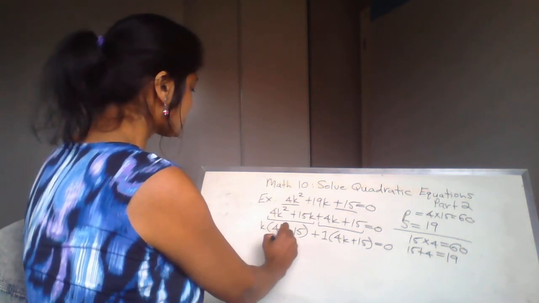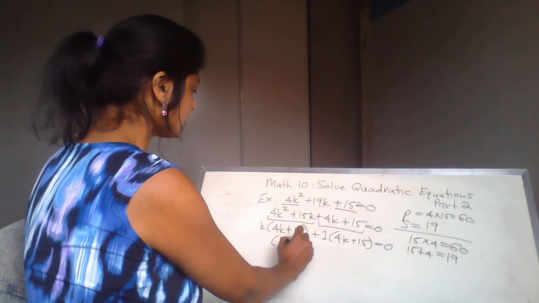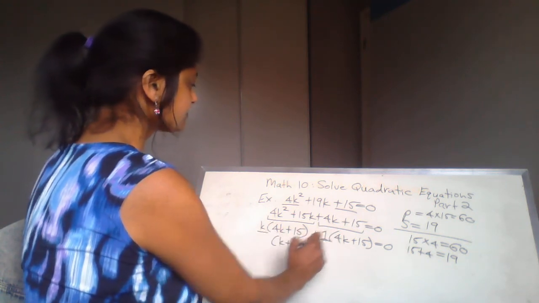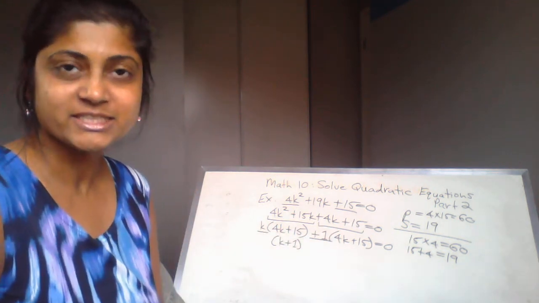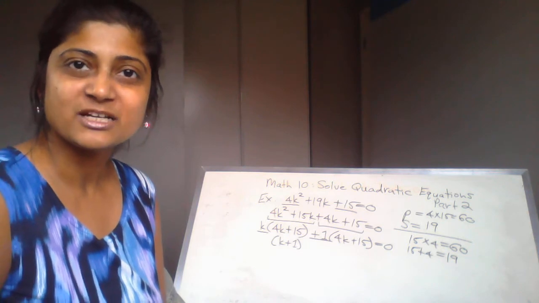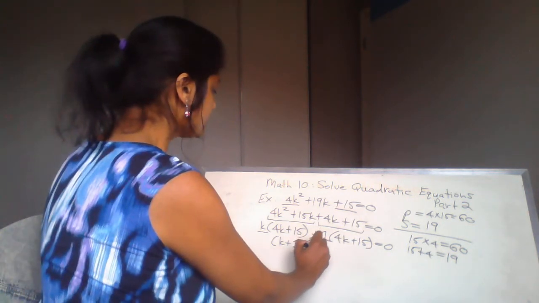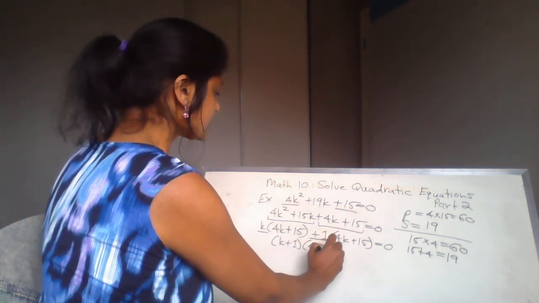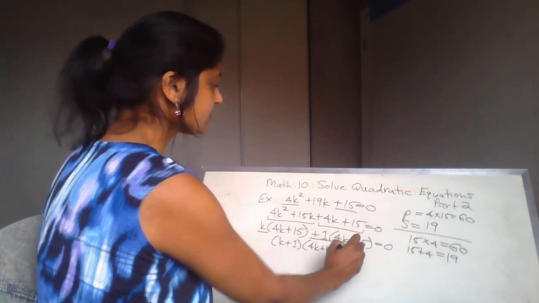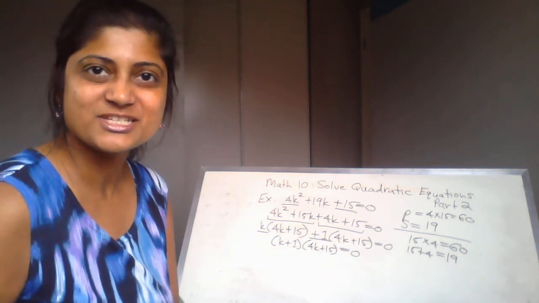Okay, my two factors are what's on the outside. I have k plus 1. Okay, so this is one factor. And the second factor is the common factor within the brackets, which is 4k plus 15. Okay, and the whole thing is equal to 0 here.